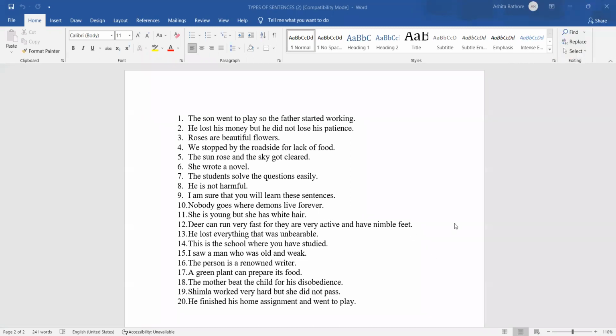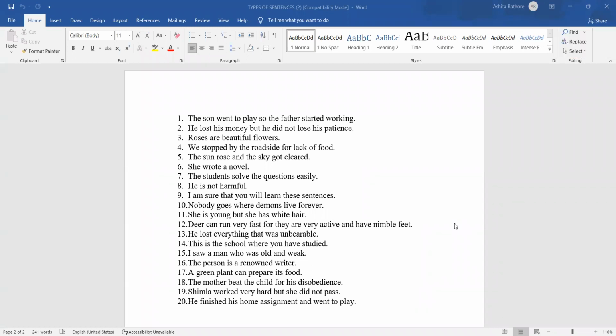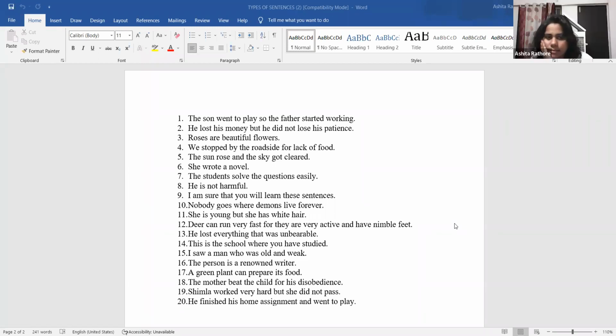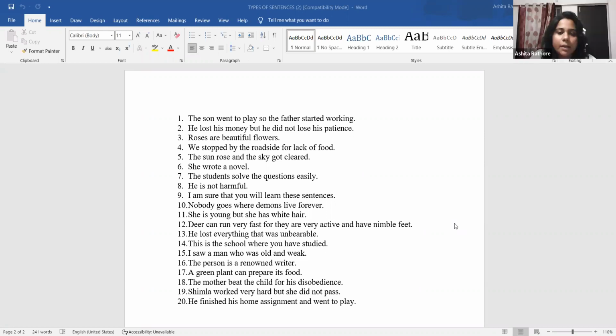Himani, 11th. She's young, but she has white hair. Ma'am, it's a complex sentence. It has two independent clauses. Yes. She is young, but she has white hair. Very good. Next.